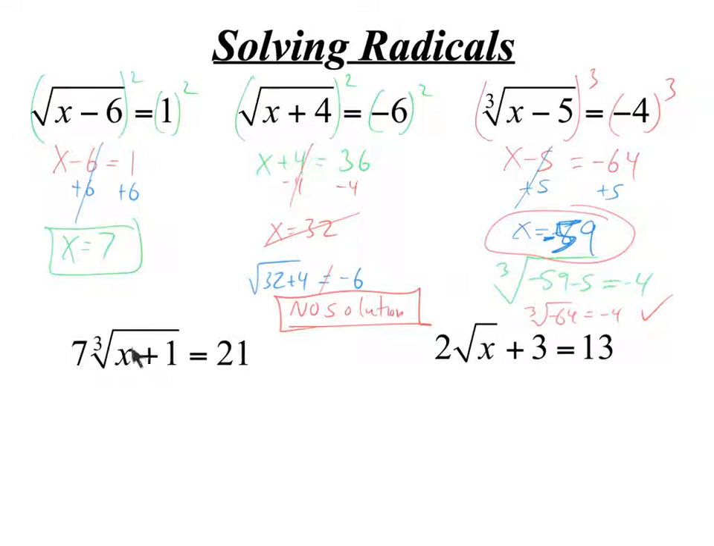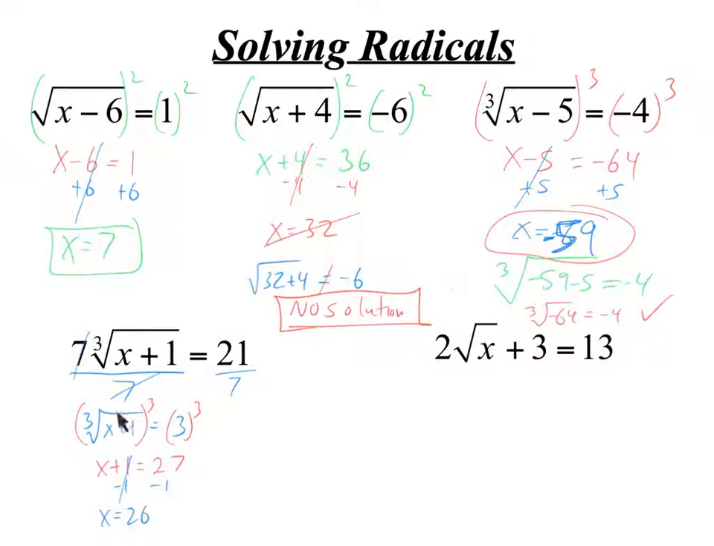Now for this one, before I can cube both sides, I got to get rid of that 7. How is the 7 connected? Well, it is multiplied on. So to get rid of a multiply, you divide by 7. Those are gone. So I now have the cube root of x plus 1 equaling 3. How do I get rid of a cube root? Now I cube. So I now have x plus 1 equals 3 cubed, which is 27. Now, how do you get rid of that 1? You minus it off. So I have x equals 26.